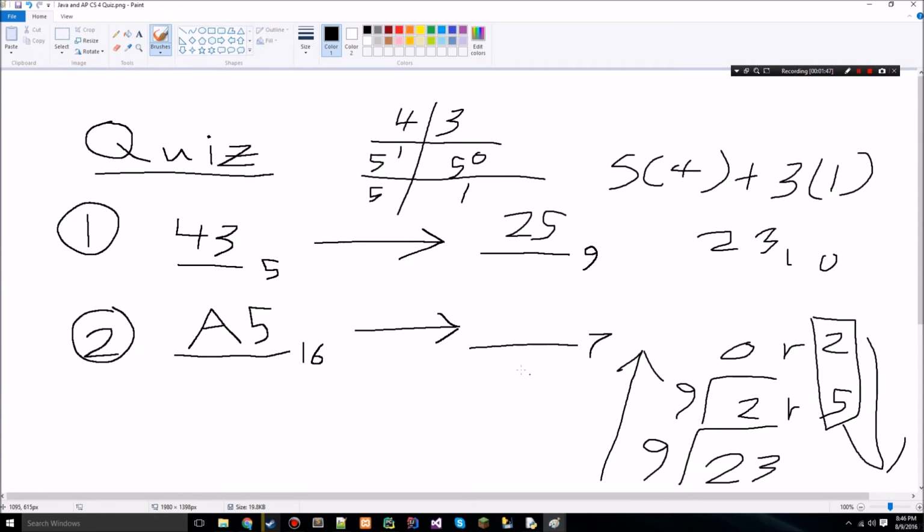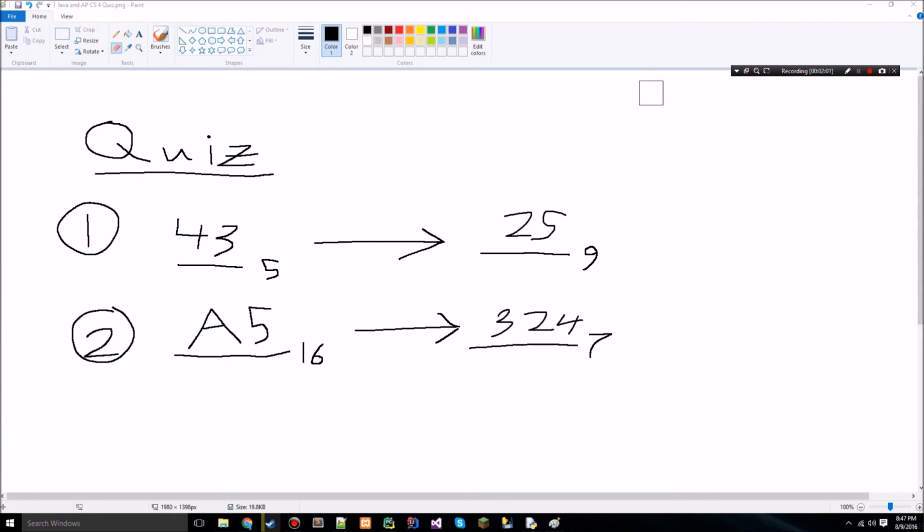Second problem is A5. And so let's go ahead and work that out now. Let me go ahead and erase. Alright guys, so I'm done erasing. We can go ahead and make our chart again. So, whoa, way too small.